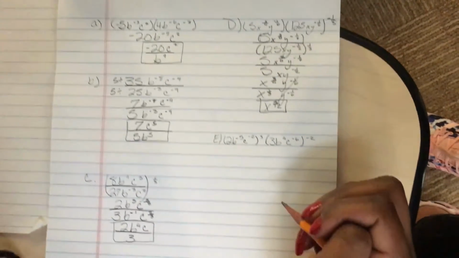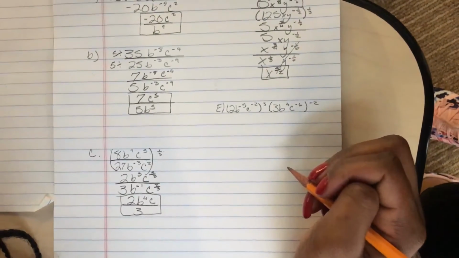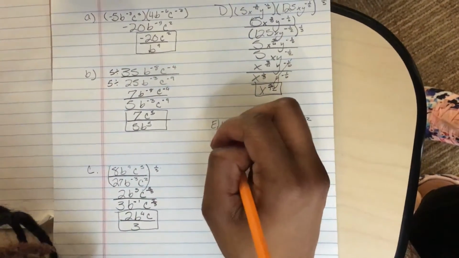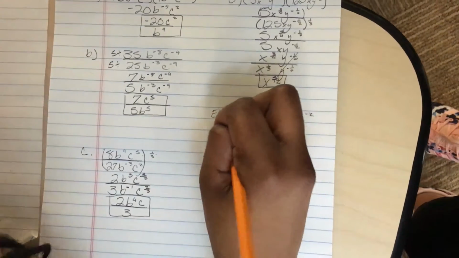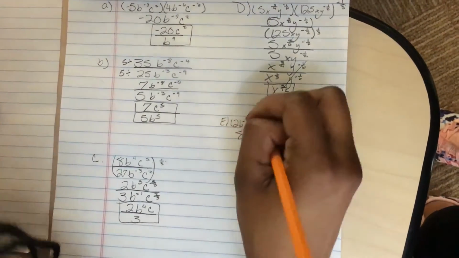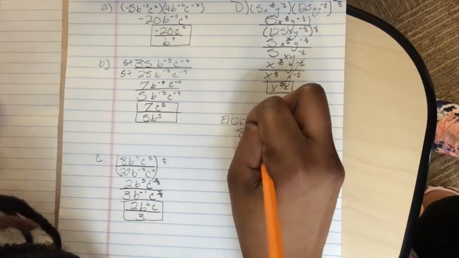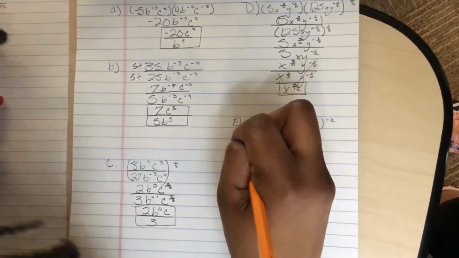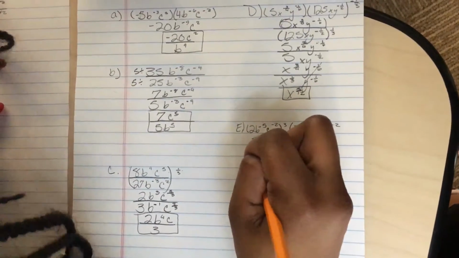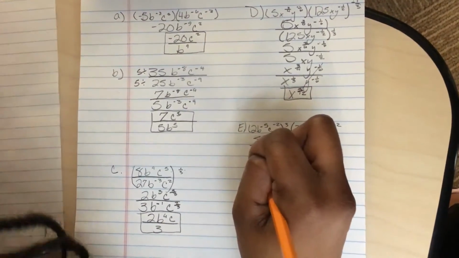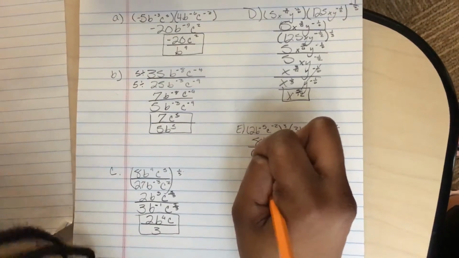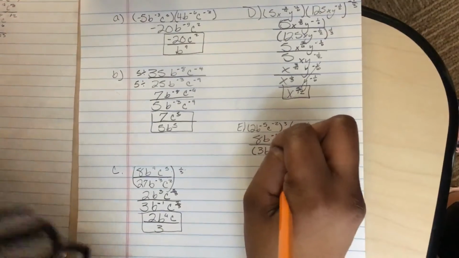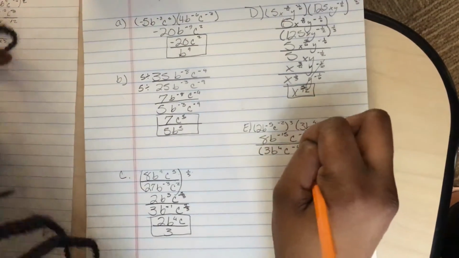Alright, and the last one here, two binomials again, they're each raised to their own power. So we're going to get 8b to the negative 15th, c to the negative 6th, over 3b to the 4th, and c to the negative 6th.